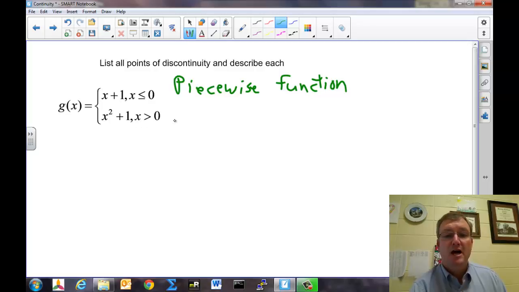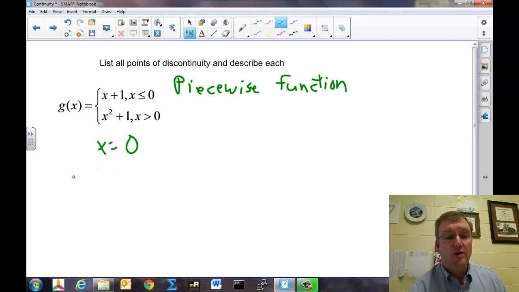So let's talk about, is this thing continuous? First of all, we don't have any fractions in either rule. We don't have any square roots. We don't have any natural logs. Therefore, we don't have to worry about it from that perspective. The only place we need to worry about the continuity is at x equals 0. So that's where we're going to focus our efforts here.